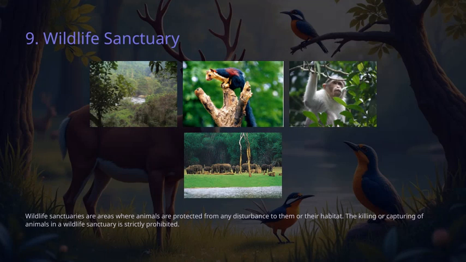Now, let's talk about wildlife sanctuaries. These are special areas designated to protect animals and their habitats from any disturbance. The main idea here is that these places serve as safe havens where wildlife can live and thrive without interference. It's really important to note that in wildlife sanctuaries, killing or capturing animals is strictly prohibited. This rule helps ensure the safety and preservation of these species. Overall, wildlife sanctuaries play a vital role in conserving biodiversity and maintaining ecological balance, which ties into our larger theme of environmental conservation and responsible stewardship of nature.